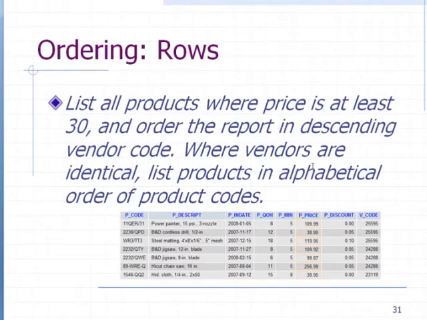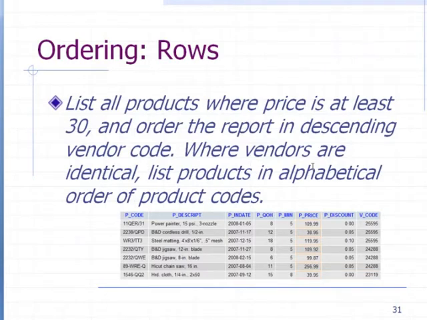So suppose we want to list all products where price is at least 30. So there is one WHERE condition. But after that, we want to order the report in descending vendor code. So the first column that we want to use is vendor code, and we will use descending order. Is it default? No. By default, it is ascending. So since it's descending, we need to specify that this is a descending order.